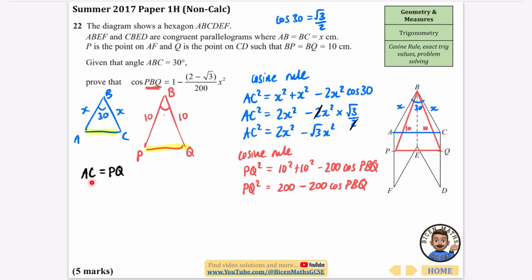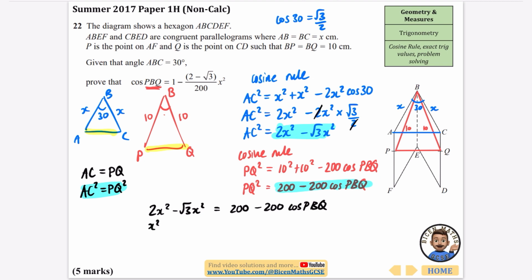Now, I know that AC is equal to PQ, which also means that AC squared must be equal to PQ squared, because if it's the same length, it'll be the same when it gets squared. So this means I can make them equal to each other. So my last part of working is that 2x squared minus root 3 x squared must be equal to 200 minus 200 cos of PBQ.